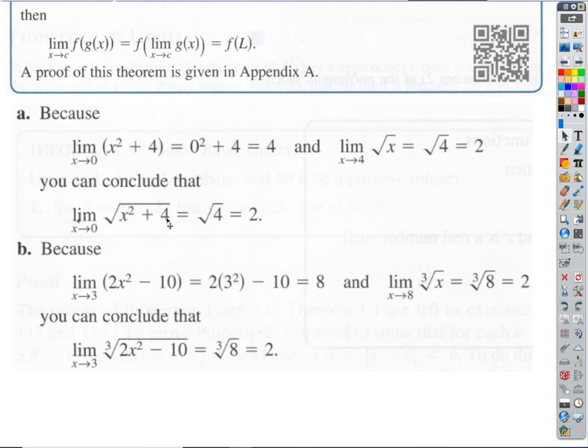It works. We would have had a problem, though. Actually, we wouldn't have had a problem in this one, no matter what. Could I ever have a problem? X squared plus 4 is always positive valued, isn't it, that expression? So we're fine there. But what if that had been a minus 4? If that had been x squared minus 4, and I tried to plug in 0, I'd get the square root of negative 4, which is non-real. So the limit wouldn't exist.